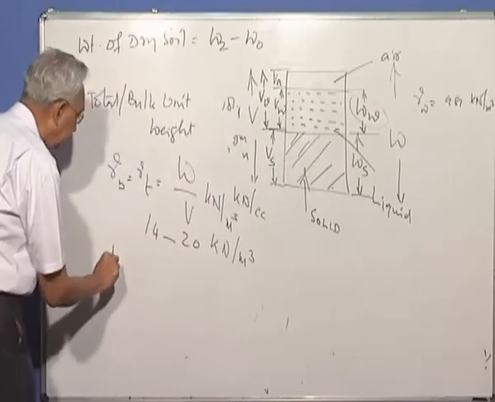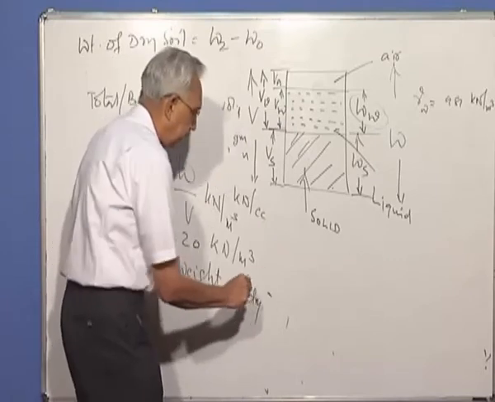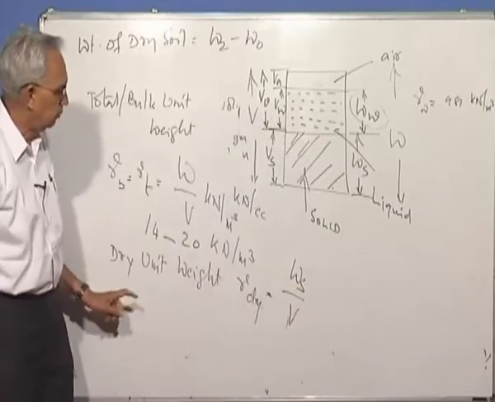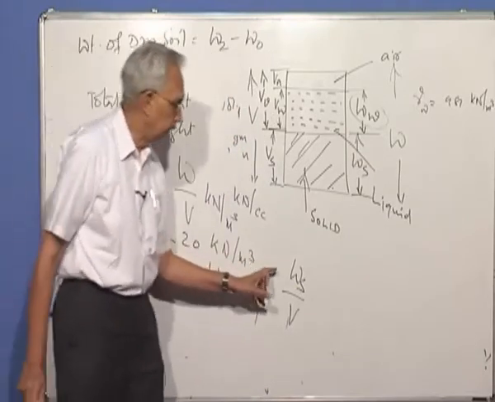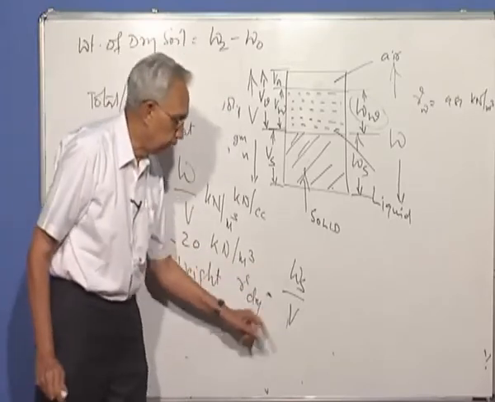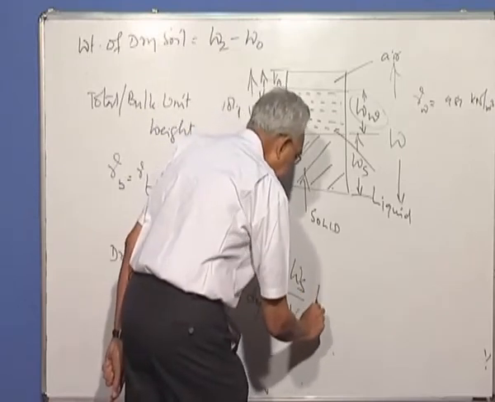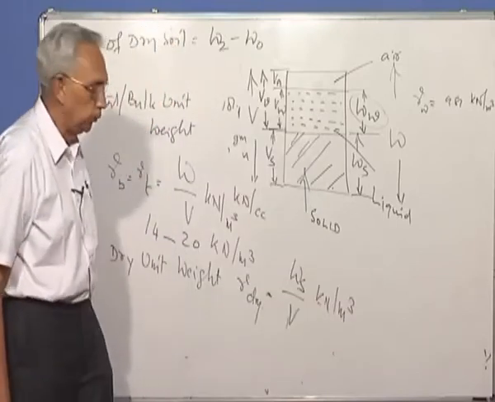Suppose I want dry unit weight. We call it gamma dry. I take it as weight of solids by the total volume. Please remember, I'm not looking at the weight of water, so I have removed that and I'm only considering weight of solids. So I'm looking at what is happening here. Weight of solids by total volume. Again, this is in kilonewtons per meter cube. So these are the two.